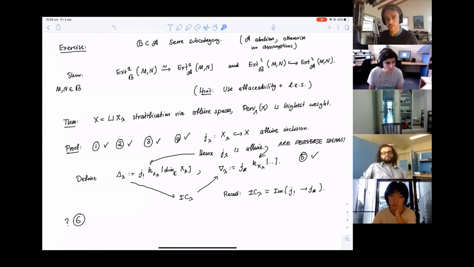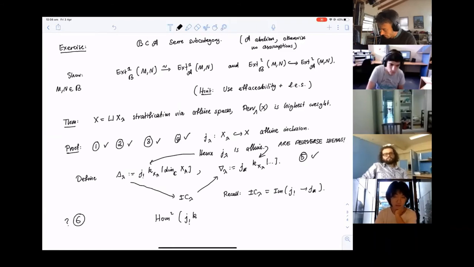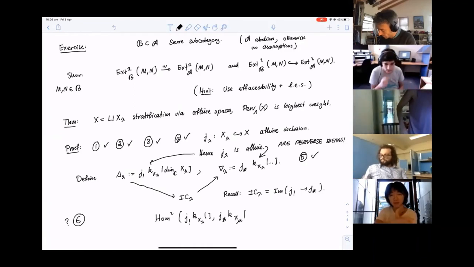Does anyone have an idea for six? Yes, I have an idea. We want to calculate the Ext^2 of j lower shriek k_X_lambda and j lower star k_X_lambda. So we use the adjunction, and we take the j lower shriek on the right hand side to the left, and it becomes a j upper star. Or maybe move the other side, so move the j lower shriek to the other thing.